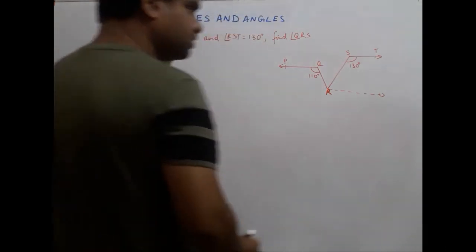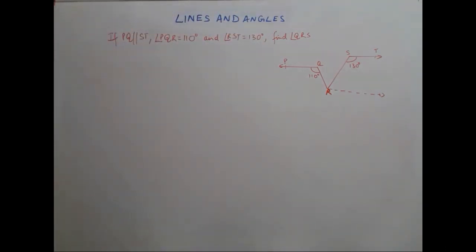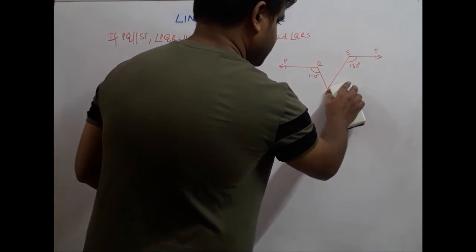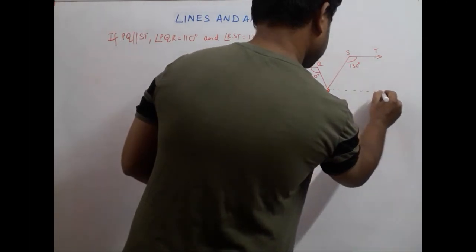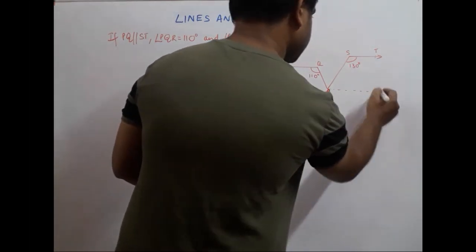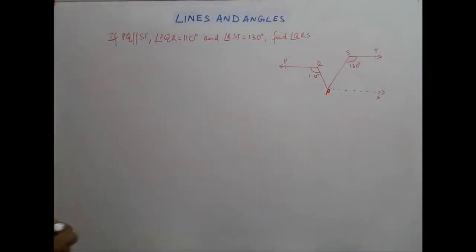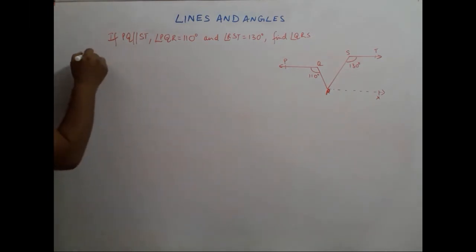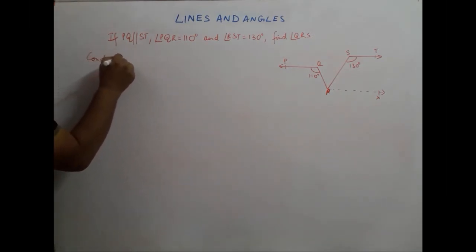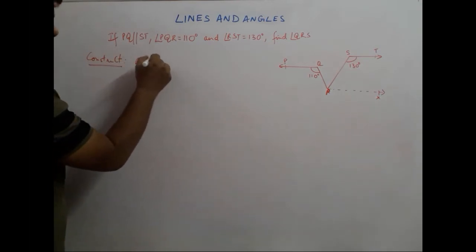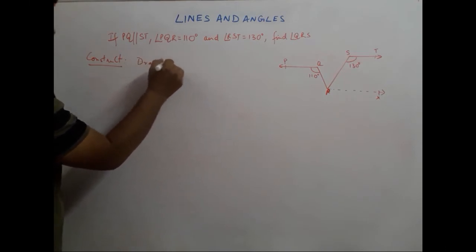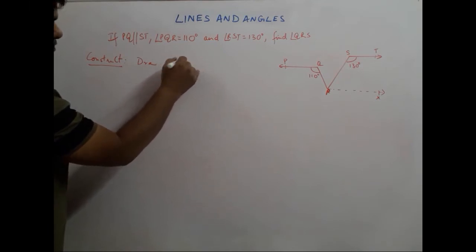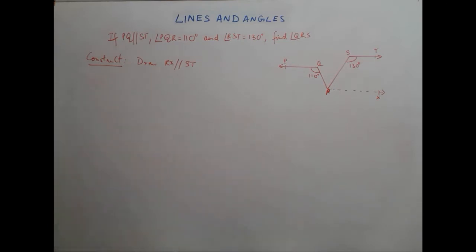So we'll draw another one, and I'll mark this in dotted form to show that it is constructed. Put this as X. So before we start with the solution, we'll say: construct RX, draw RX parallel to ST. That's all.